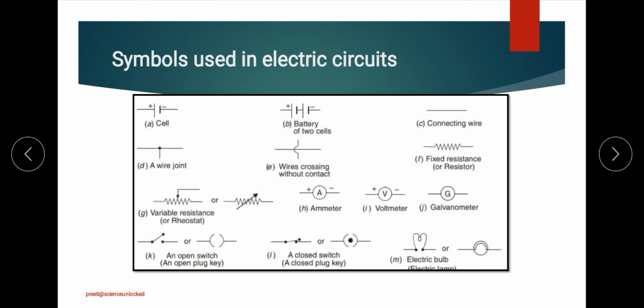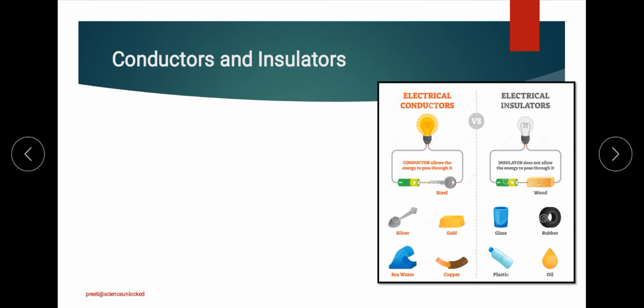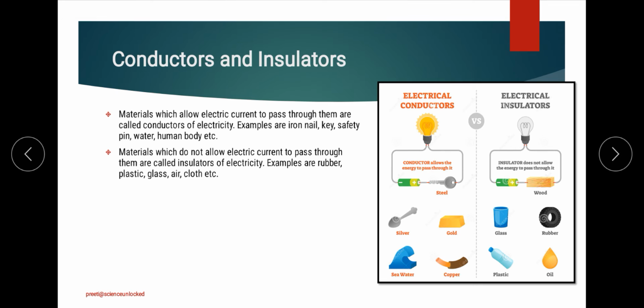The next important thing is the different set of materials, some of which allow electricity to pass through them, whereas some do not. The materials which allow the electric current to pass through them are called conductors. On the other hand, the ones which do not allow electricity to pass are called insulators.